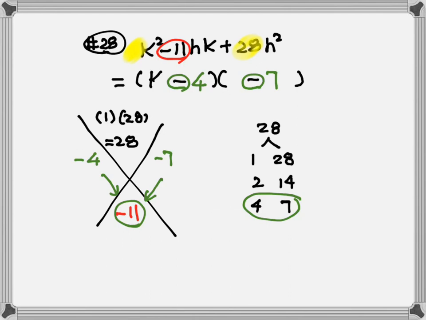My first variable is k, so I'm going to put k here, k here. My second variable is h, so I'm going to put h and h. Then that is my answer. Now, let's look at number 34.